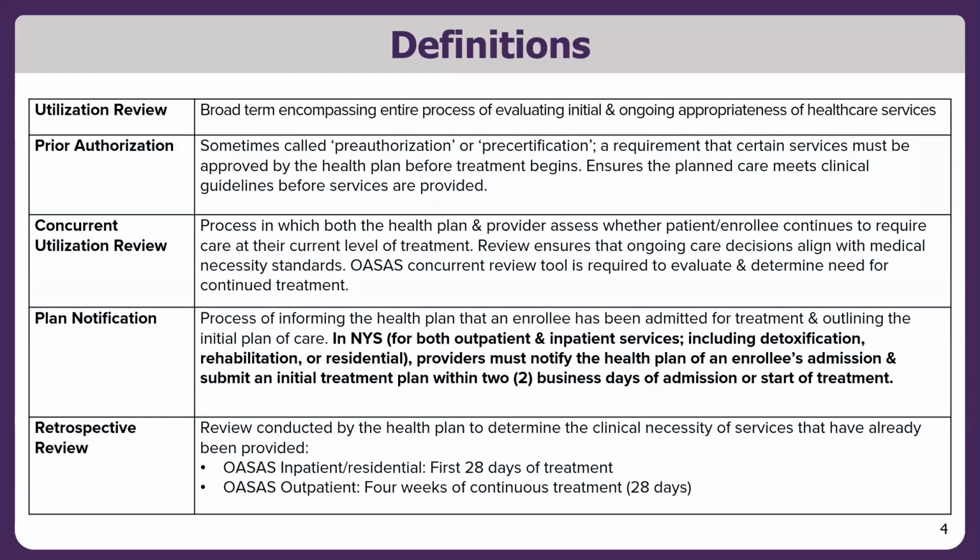Concurrent utilization review is when a plan checks in while care is ongoing to assess whether the current level of care is still needed. In our world, that includes tools like the Locator Concurrent Review module. Plan notification is more administrative. It just means the provider has to inform the plan that someone was admitted and submit an initial treatment plan within 2 business days. And retrospective review is a look back. It's when a plan reviews services that have already been delivered to decide if they were medically necessary. This often happens when prior or concurrent review didn't occur.